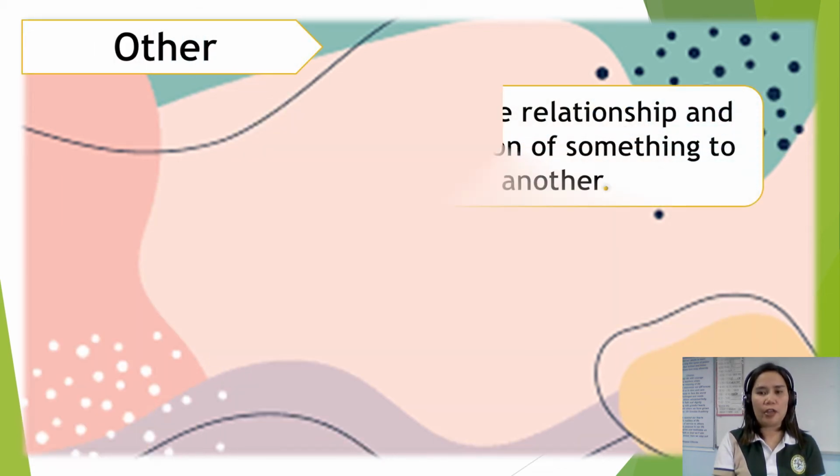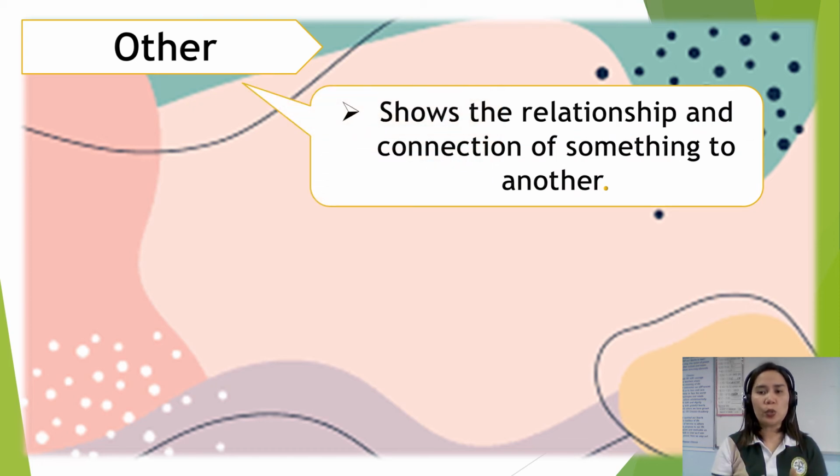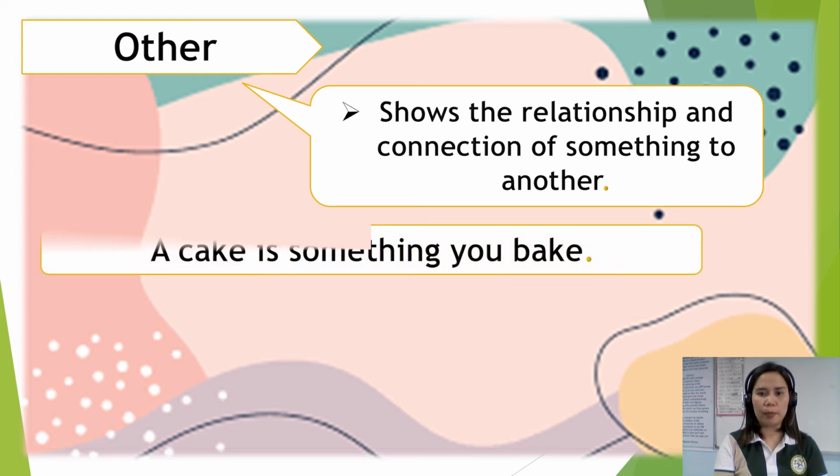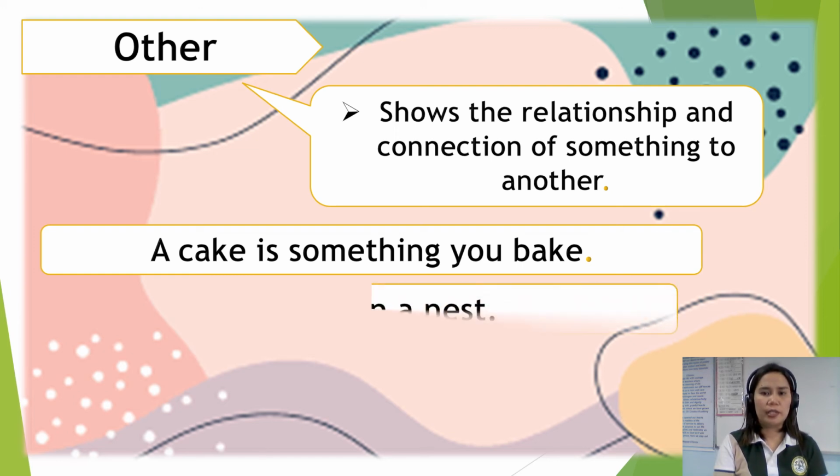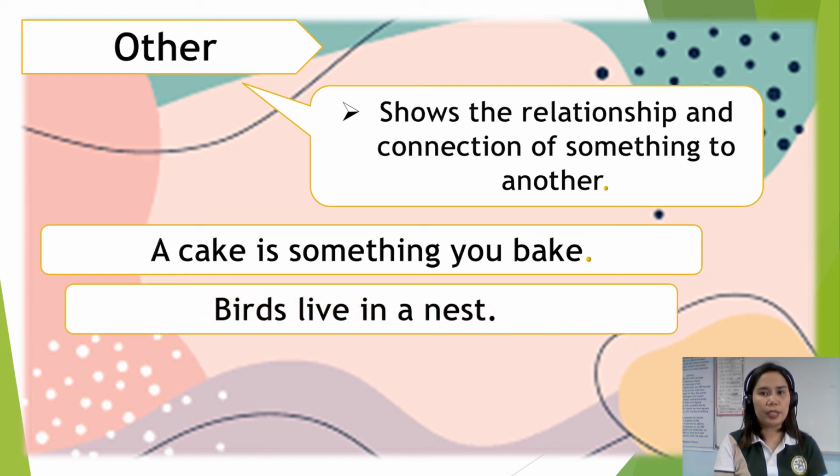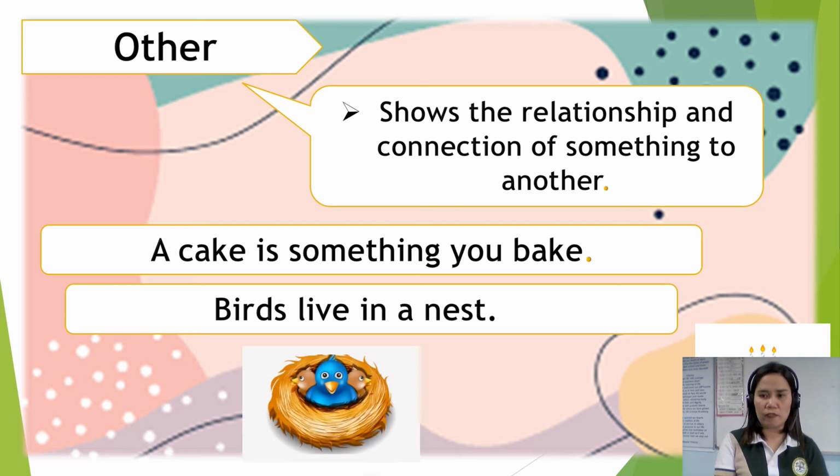Next, we have the other. It shows the relationship and connection of something to another. Example, a cake is something you bake. Next, we have birds live in a nest. A cake is a dessert that is made to be baked. And the nest shows where the birds live. All right, let's go to the next classification.